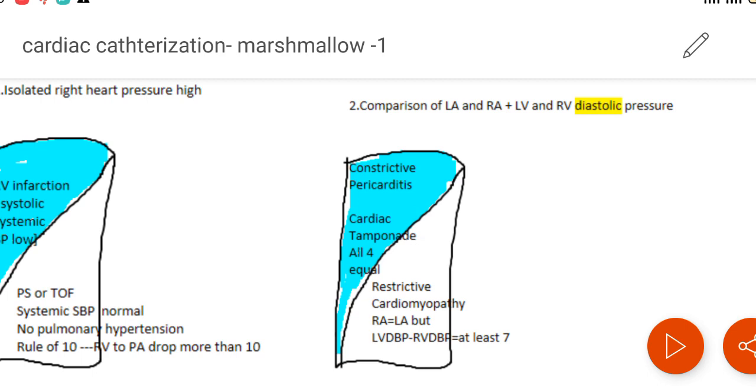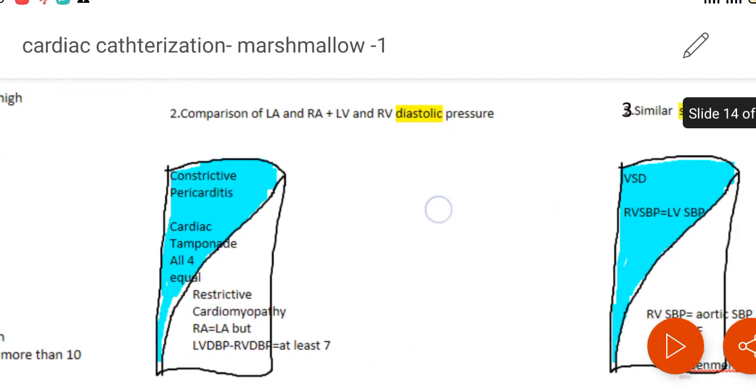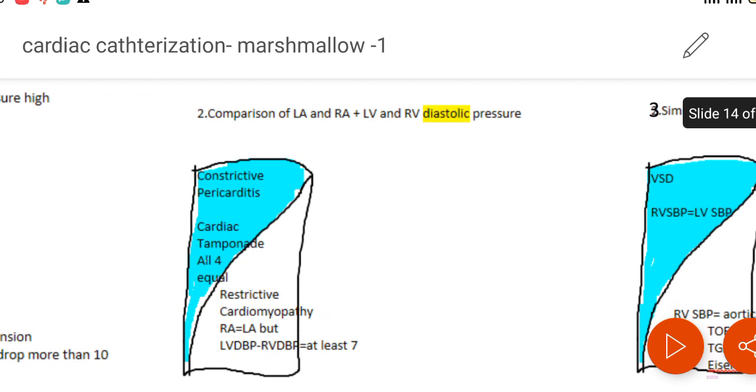Okay, and now we are moving to the second one. You just focus on the diastolic blood pressures in the right side and the left side also. So in one group of patients, I'm talking about the second group of patients, they get left atrial pressure and right atrial pressure equalized. Okay, in both groups of patients, atrial pressure will be equalized, but in the first group, the blue color one, they get equalization of the left ventricle and the right ventricle diastolic blood pressure. That occurs with the constrictive pericarditis and the cardiac tamponade.